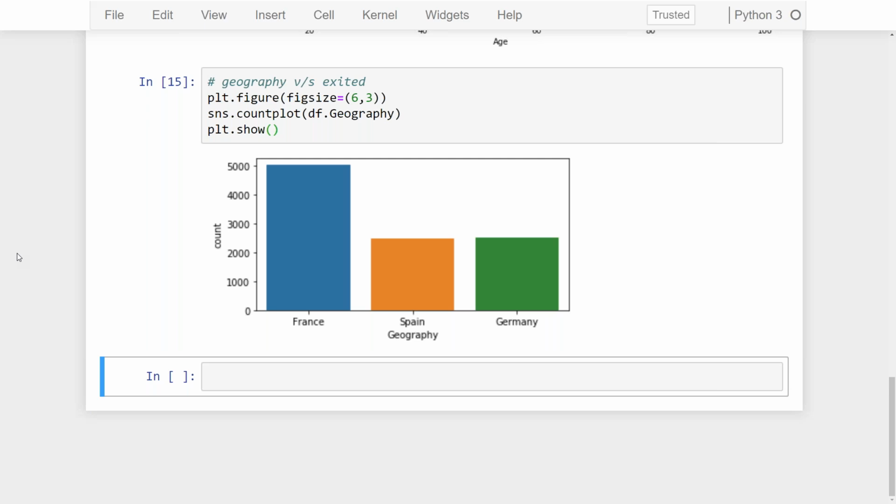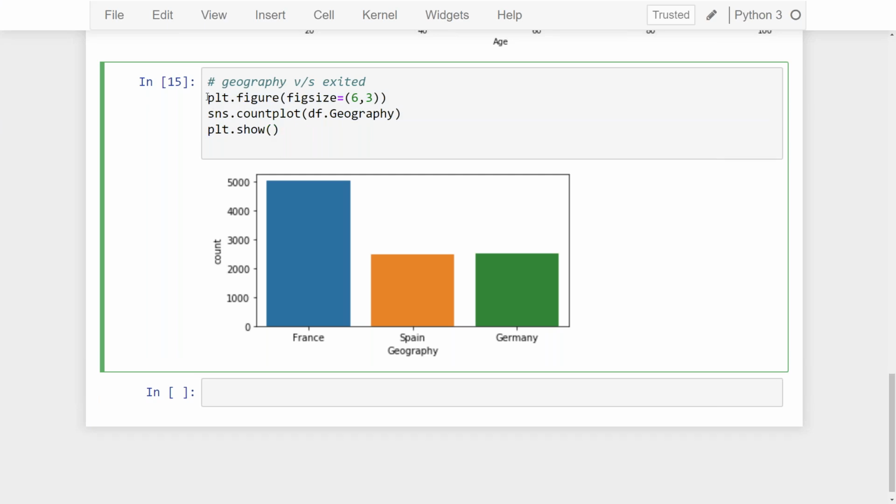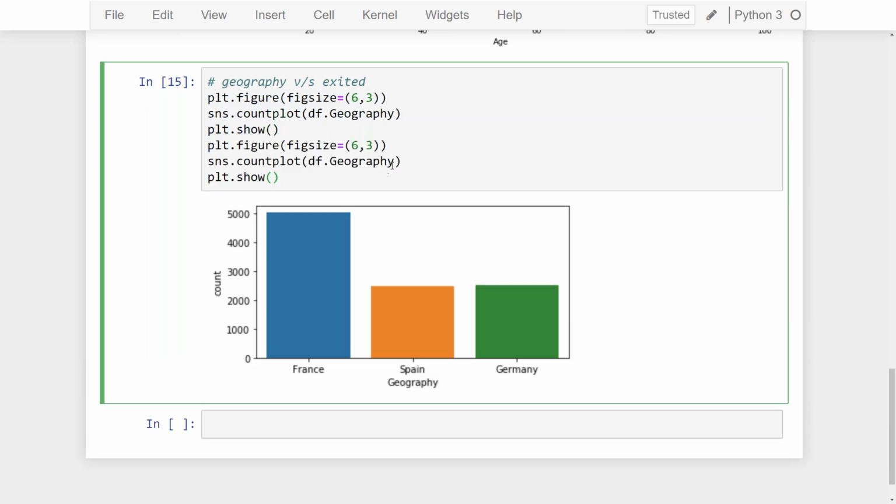Now let's compare this with the data of those customers who left the bank. And then you have to make sense of which country has a higher dropping rate. Right? So you can compare this graph with the data of those customers who left the bank. So I'm going to simply copy this, paste it here. In geography, put a condition df.exited equal to 1. Simply put a condition. So we're comparing the total customers versus the customers who left the bank.